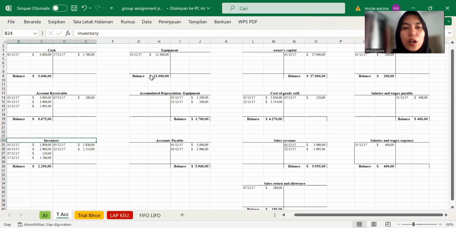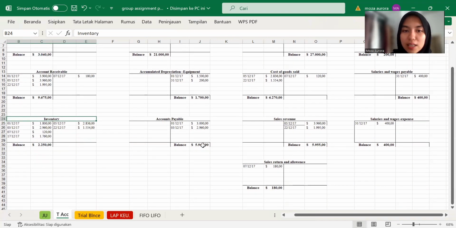Okay, the next one is equipment. We get the balance on the debit side of $21,000. And the next one is accumulated depreciation equipment. On the credit side, we get the balance of it of $1,700. Accounts payable on the credit side also, we get it for $5,960.